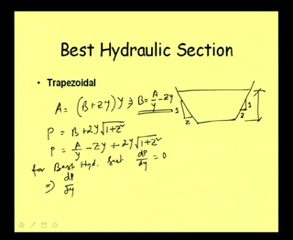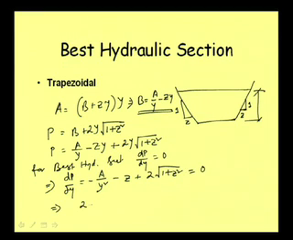dP dy is equal to minus A by y square, differentiating, and A we are considering as constant here, then this will be minus z and then plus 2 root over 1 plus z square. So this is equal to 0, and this implies that twice root over 1 plus z square is equal to A by y square plus z.